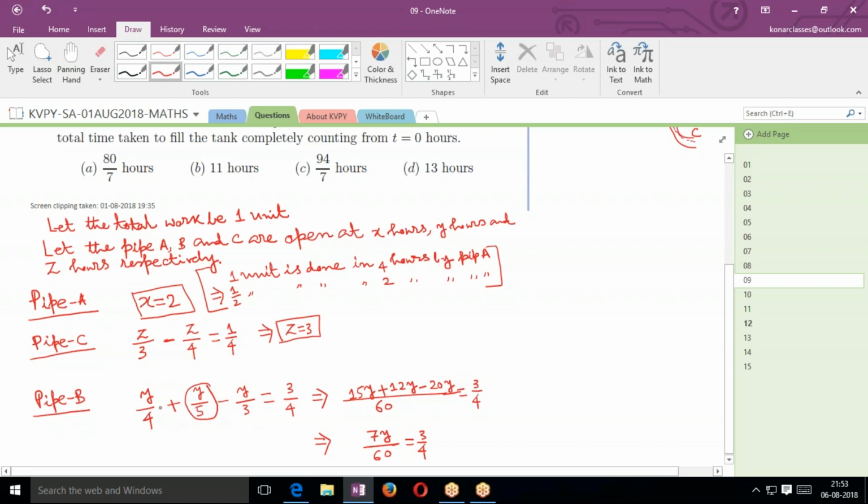And in these Y hours, pipe B is also contributing. That is Y by 4. So Y by 4 and Y by 5 are contributed in pouring water to the tank. But at that time, as pipe C is also open to release the water, it will release Y by 3. But these two additions subtracted by Y by 3 have to be 3 by 4, because 1 by 4 was already filled up. So 3 by 4 has to be filled up.